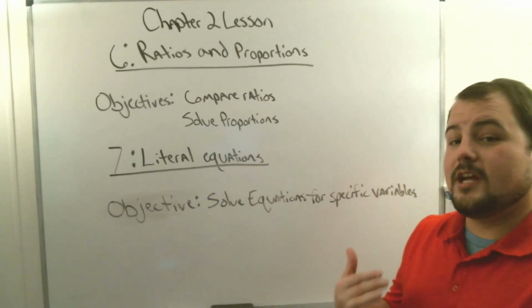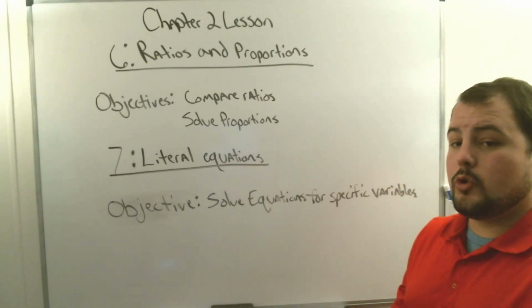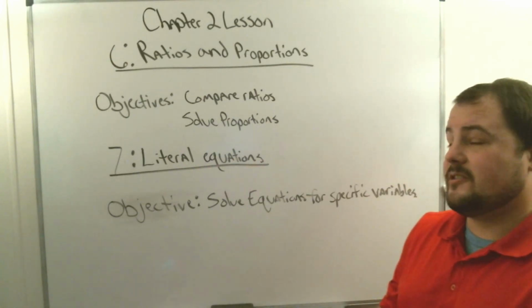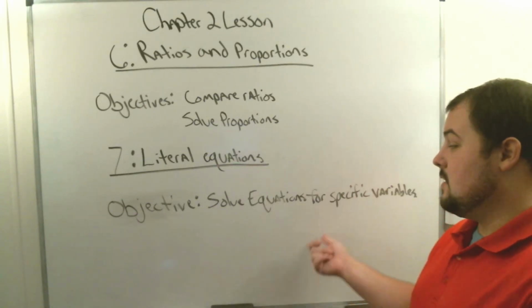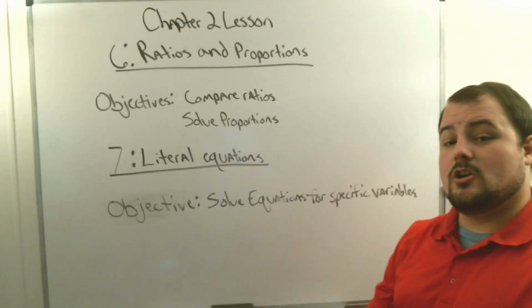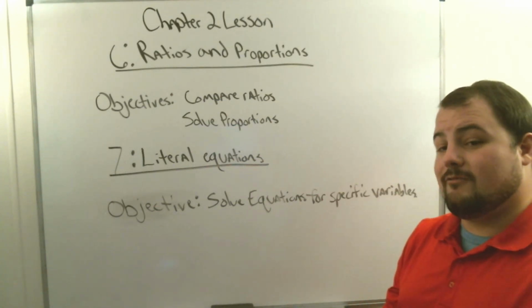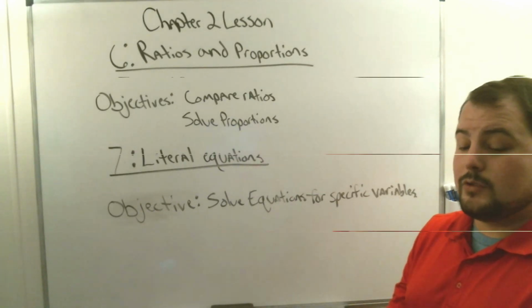So in Chapter 2, the last two things we're going to be talking about are ratios and proportions and literal equations. So our objectives are to be able to compare ratios and solve proportions, as well as to solve equations for specific variables. This standard here, we're going to try to make sure that we do really well, because chances are we could be seeing that coming up in the future.